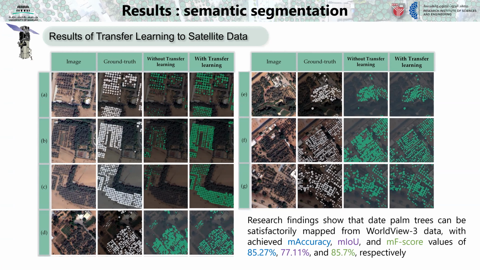But by fine-tuning the model on an additional satellite data set, we were able to improve the accuracy by 70%. So this analysis showed that date palm trees could be mapped from WorldView 3 satellite data with an F-score of 85% and mean intersection over union of 77%.